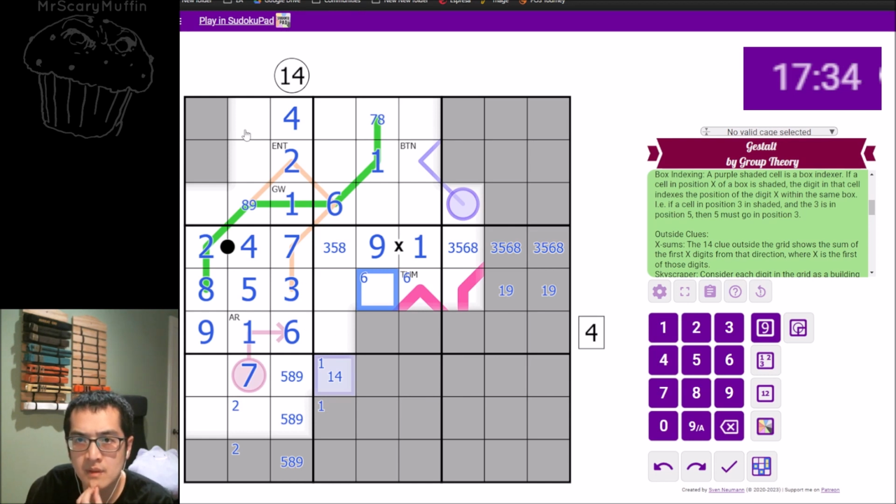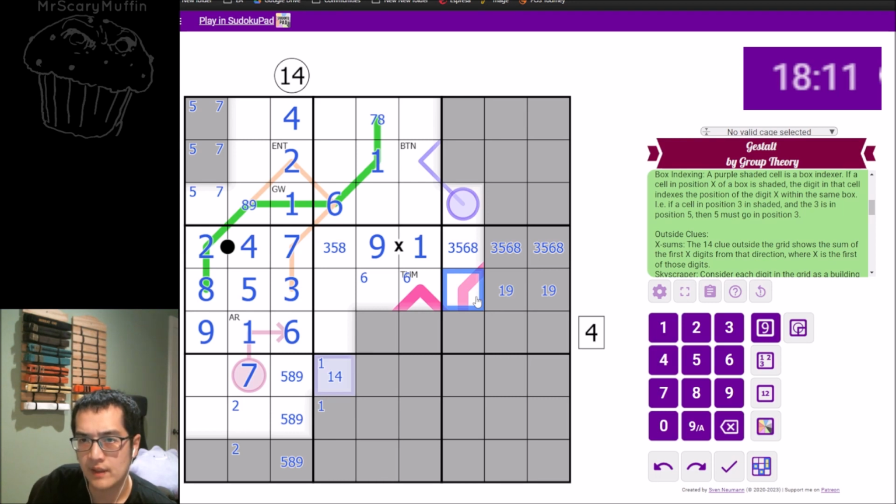9s. 8, 9s are restricted here, 5s are here. 2s are there, we already did that. 5s and 7s are here. Is it time to look at this between line? Between line only really means that 9 can't go here. I think there's anything else to consider about this between line. I guess 2 can't go here.